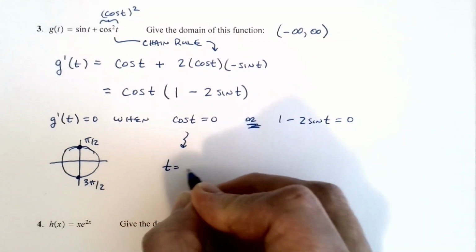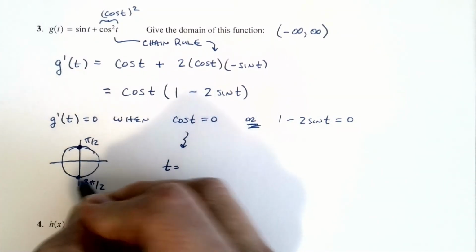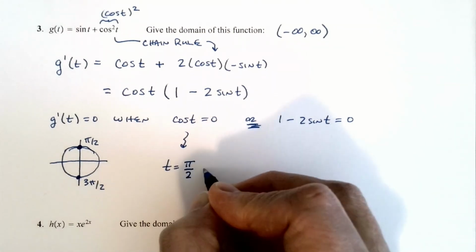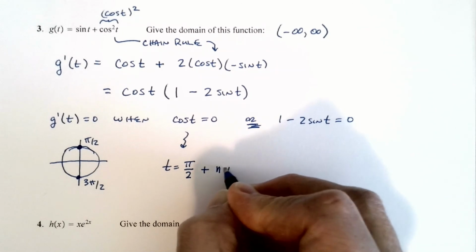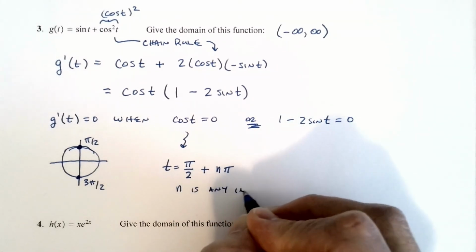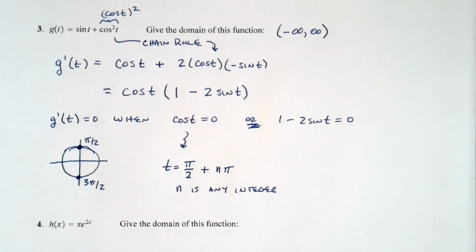Notice that they're all pi apart. I'm always pi apart from one another. So it's just t equals pi over 2 plus n pi, where n is any integer. There are infinitely many critical points. When you think about sine and cosine, they're going up and down, so you can imagine there's an infinite number of times where that derivative is going to be 0.